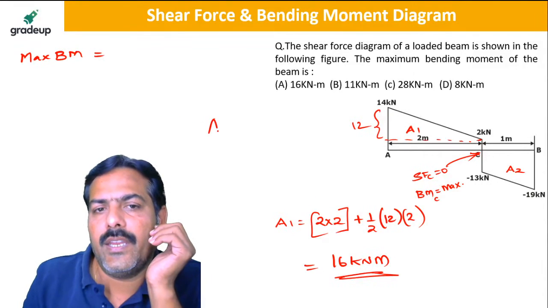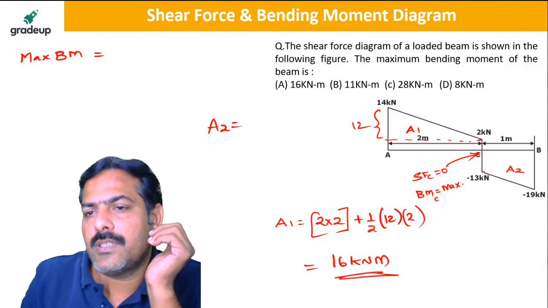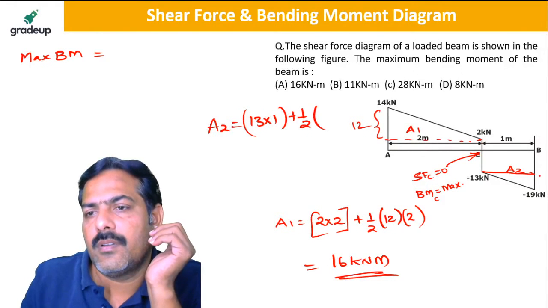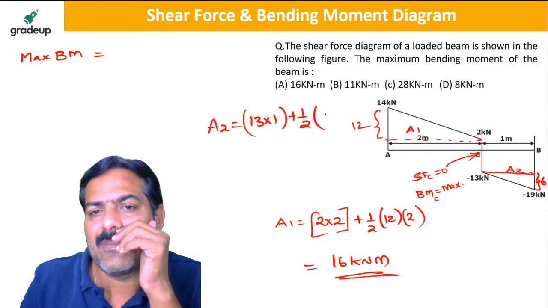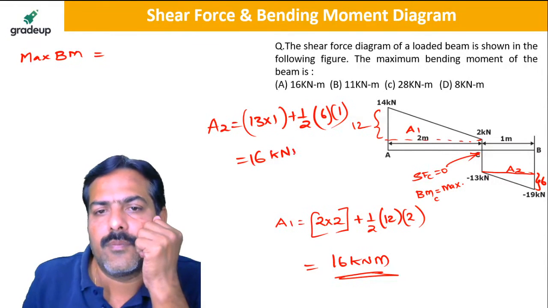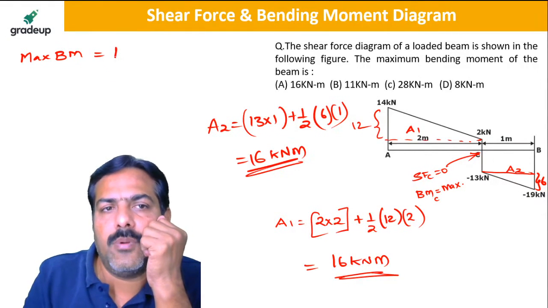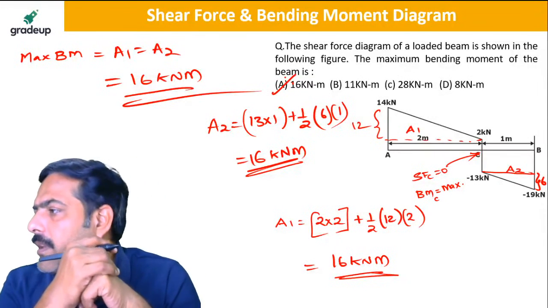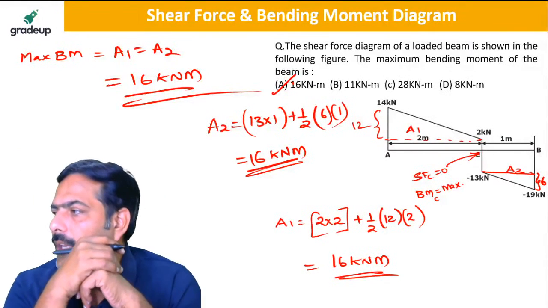And A2 area is equal to, up to this it is 13, so 13 into 1 plus half, this distance is 6, 6 into 1. So this will become 16 kilonewton meter. So the maximum bending moment is equal to A1 or A2, which is equal to 16 kilonewton meter. So the right answer is A. Very good, my dear friends. Good going.